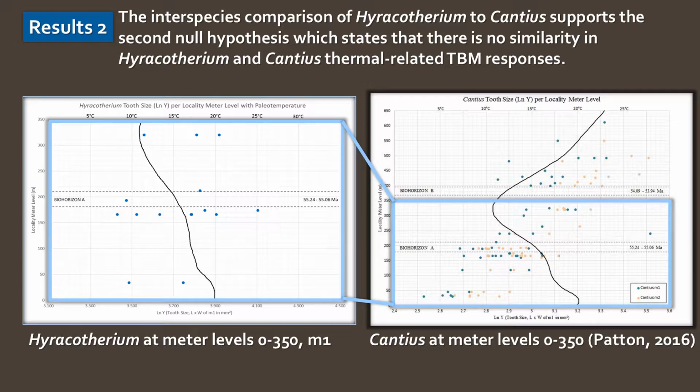Results 2. The interspecies comparison of Heracotherium to Cantius supports the second null hypothesis, which states that there is no similarity in Heracotherium and Cantius thermal-related total body mass responses. As you can see, Cantius appears to exhibit Bergmann's adaptive rule. However, unfortunately, Heracotherium does not present the same pattern, perhaps due to the locality restriction on this specific study, as only 16 specimens of Heracotherium were able to be utilized.